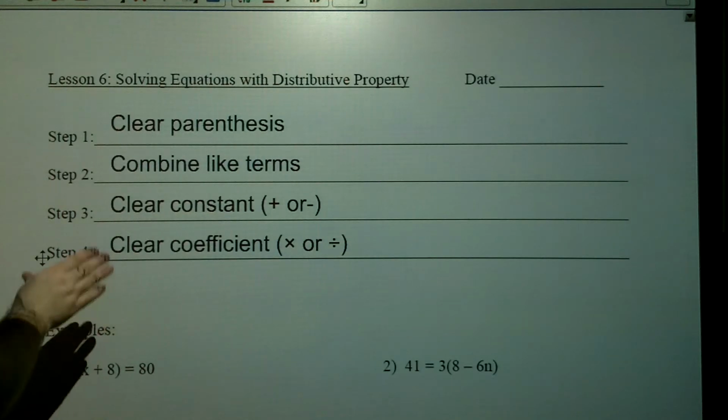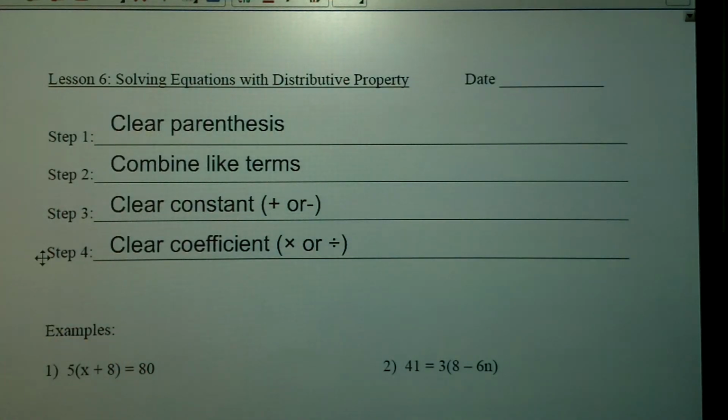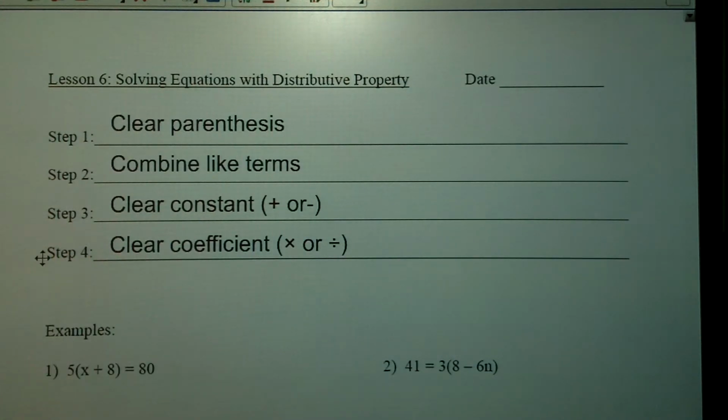In these equations, we can't solve them if there's parentheses inside of there because that's one whole term. So we need to break those apart to make two different terms. Step 2 is combine like terms. So all the things that are like each other, we group together, but it's got to be only on the same side of the equation. We can't go across the equal sign and group everything together because then it's not balanced.